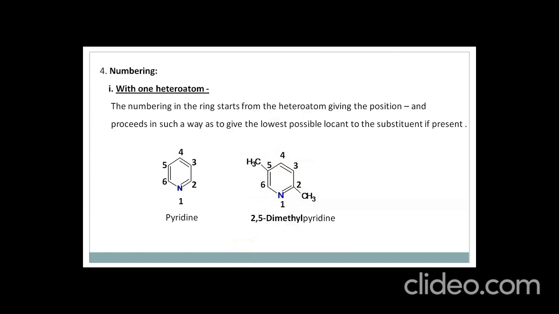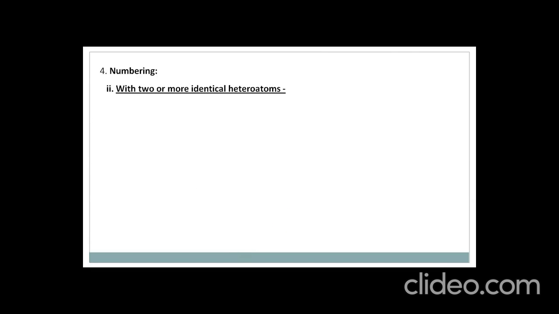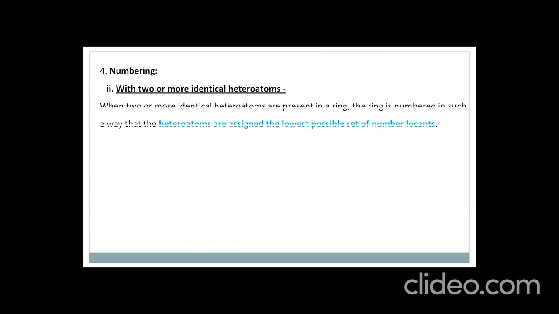Now next is with two or more identical heteroatoms in the ring. When two or more identical heteroatoms are present in a ring, the ring is numbered in such a way that the heteroatoms are assigned the lowest possible set of number locants. Now here is the example.